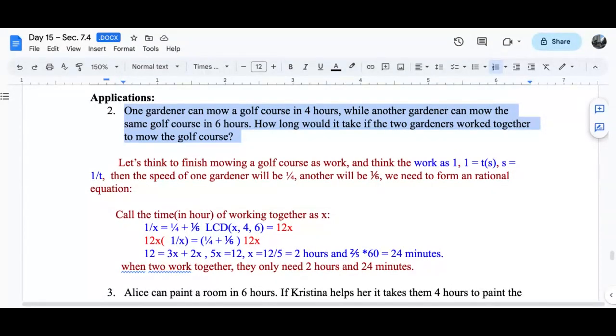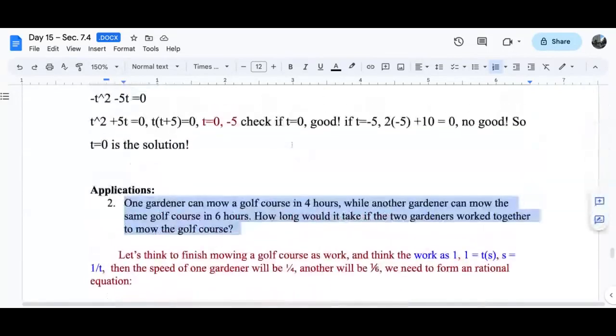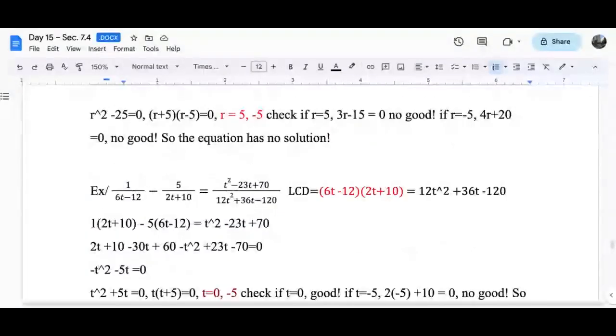Someone wants me to show how the denominator cancelled. How the denominator went out? It's the same as before, right? We multiply the LCD on both sides.